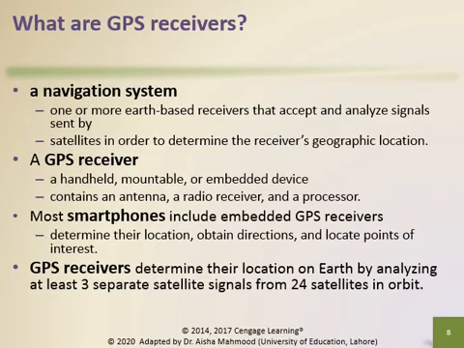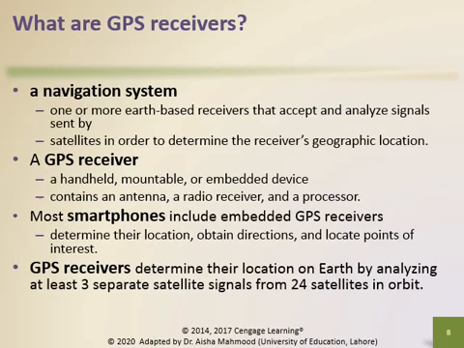Now a question. What are GPS receivers? GPS, that is Global Positioning System, is a navigation system that consists of one or more Earth-based receivers that accept and analyze signals sent by satellites in order to determine the receiver's geographic location. A GPS receiver is a handheld, mountable, or embedded device that contains an antenna, a radio receiver, and a processor.